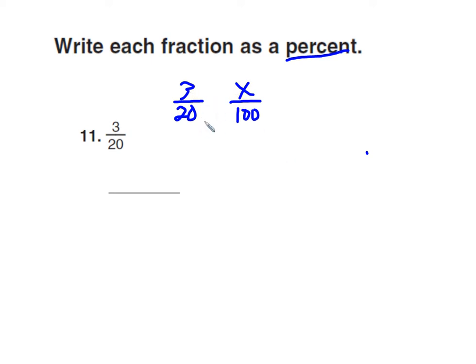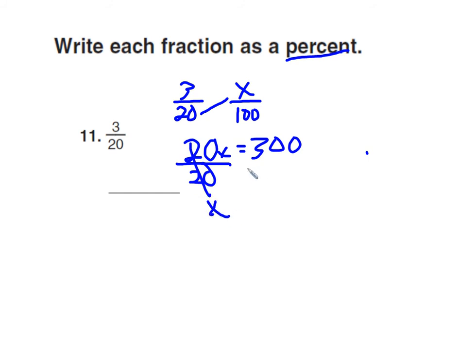The cross product works great. 20x equals 3 times 100, 300. Isolate the x: x equals 300 divided by 20, which is 15.